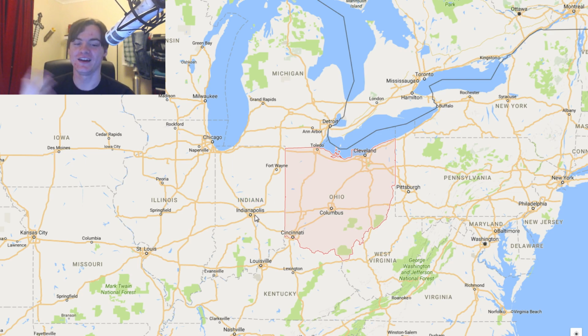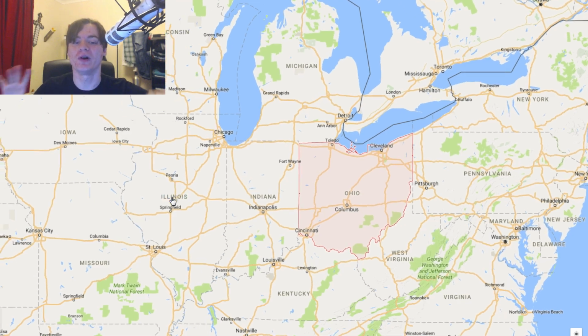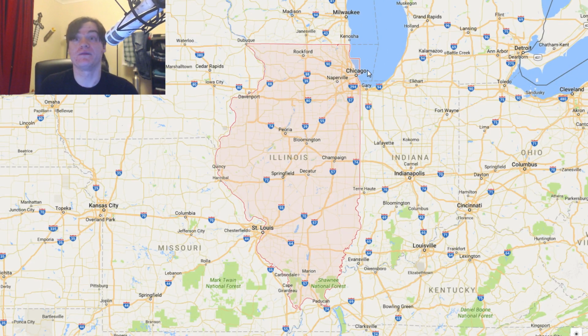Then we've got Indiana. Indianapolis is known for the big race it has there every year. We've got Illinois, which is known for a whole bunch of things, including Chicago, the third biggest city in the US, like I mentioned earlier. It's known for being very populous, but also both Lincoln and Obama are from there, as well as a whole bunch of other famous US people.